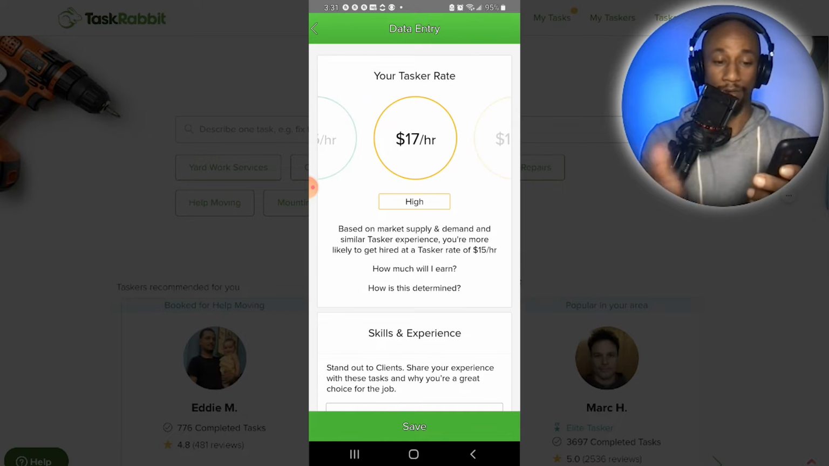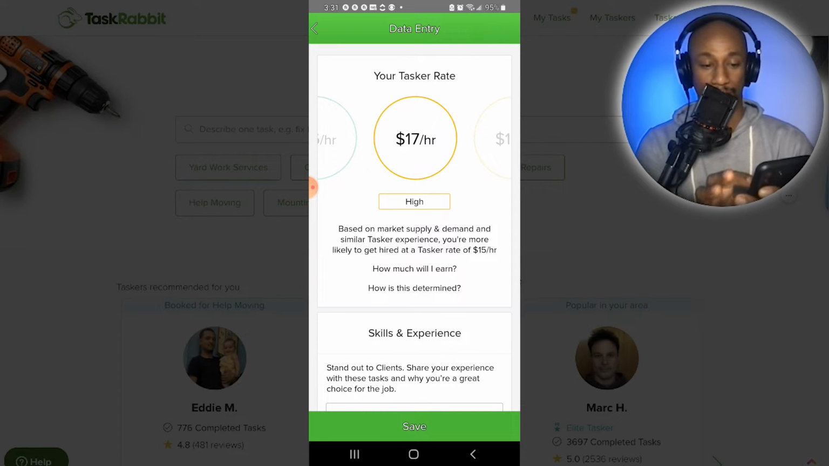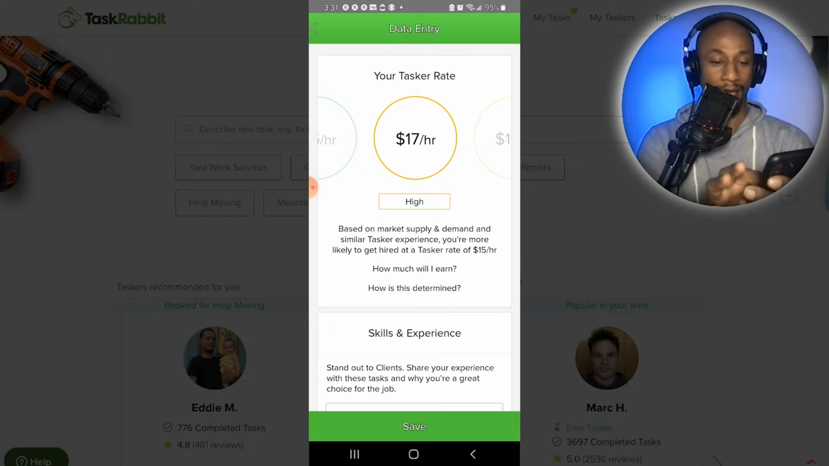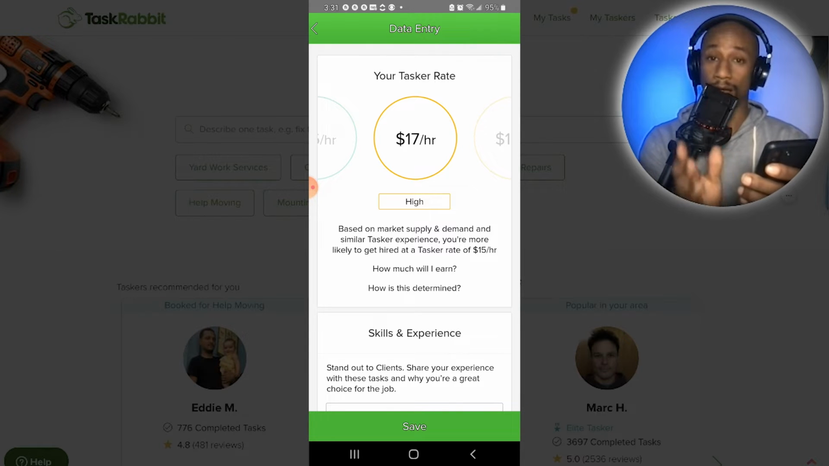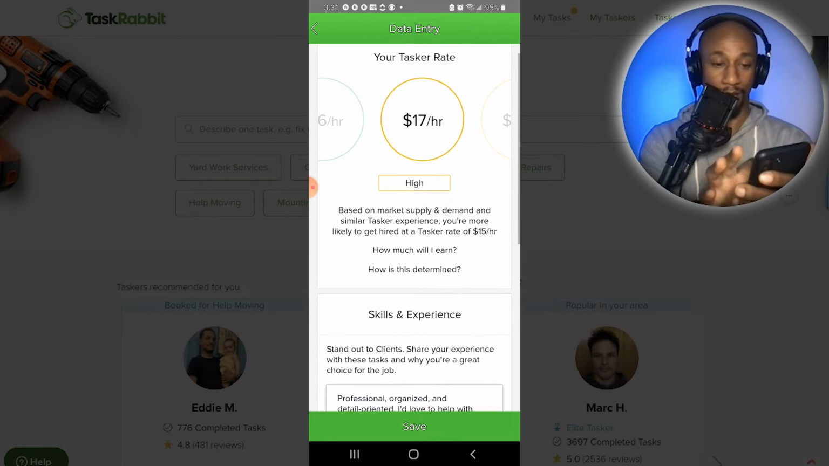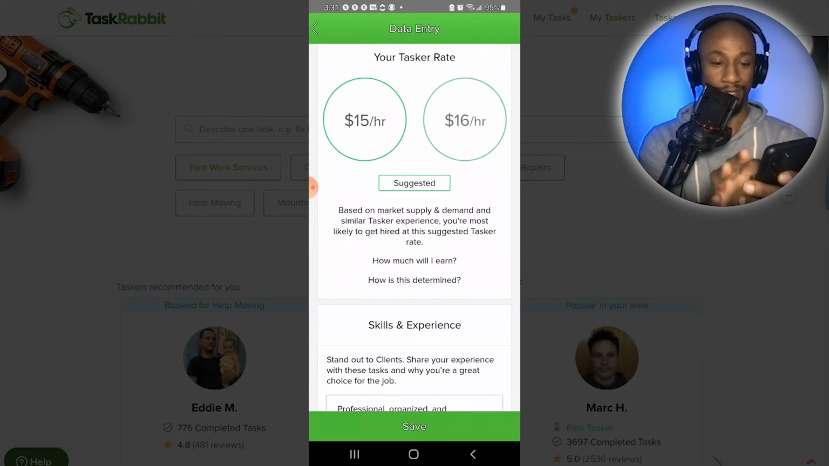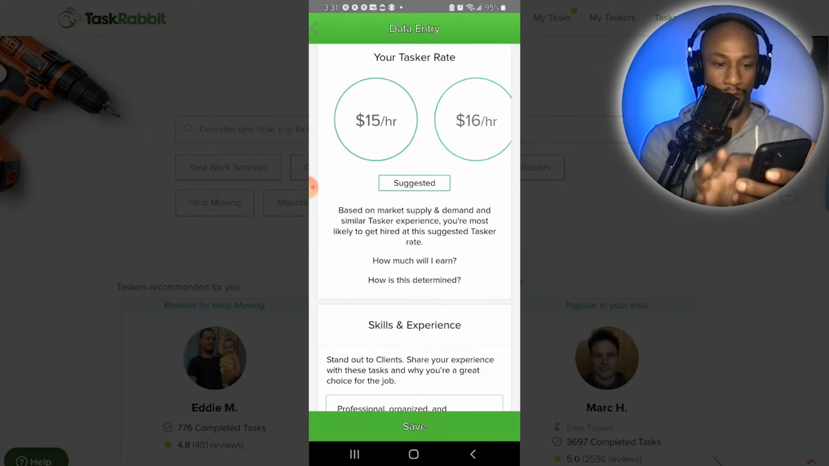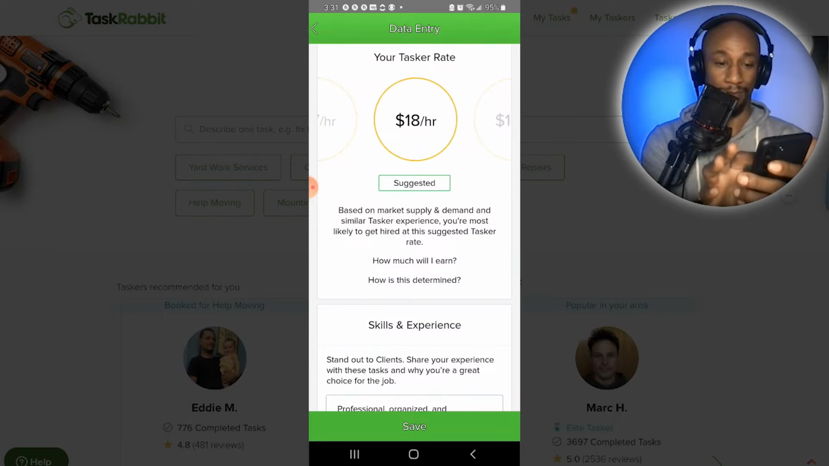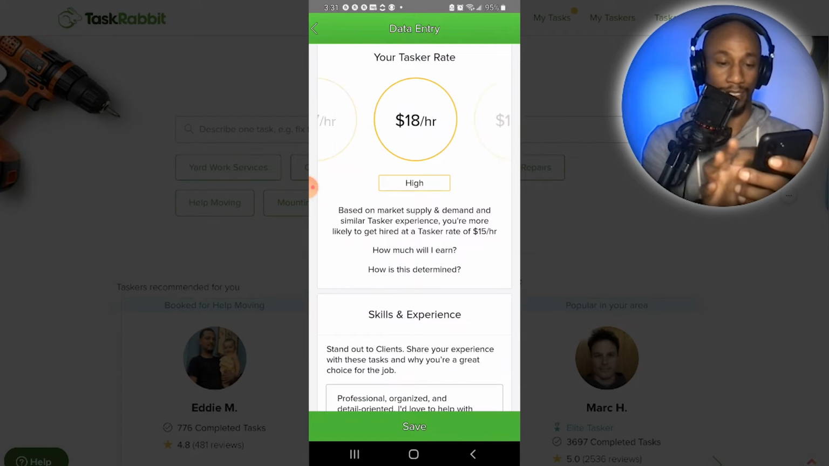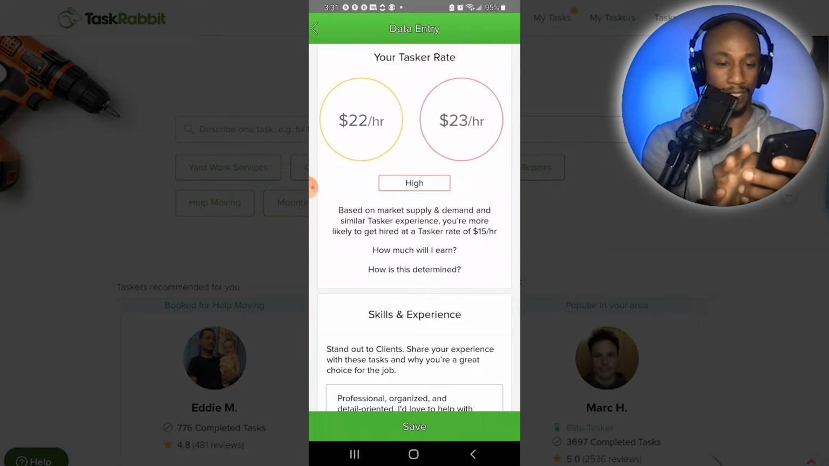If I increase it up to $17 an hour, you can see it changed to yellow. Now it no longer says this is suggested, but instead this is high. In that bottom area, it says based on market supply and demand and similar tasker experience, you're more likely to get hired at a tasker rate of $15 an hour. So they are again suggesting we go back down to this green zone, $15 and $16 an hour, instead of 16 or 17 or 18. And this yellow zone goes all the way up to about $22.